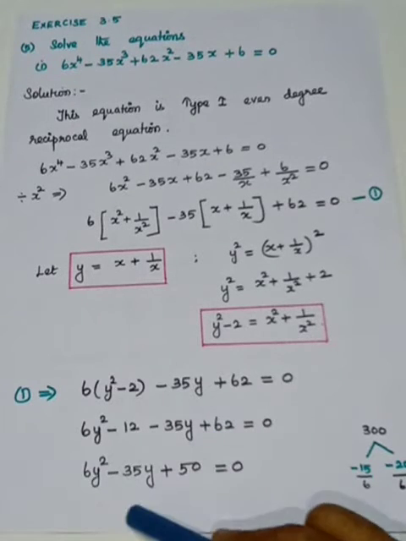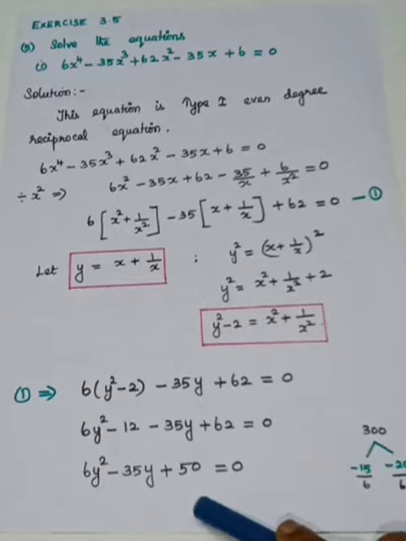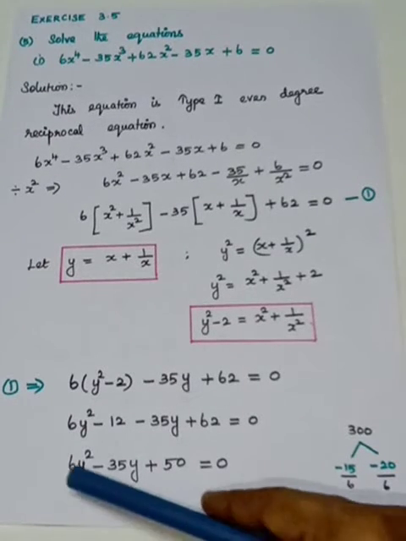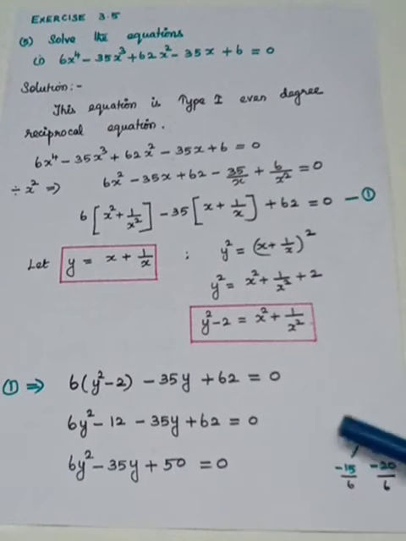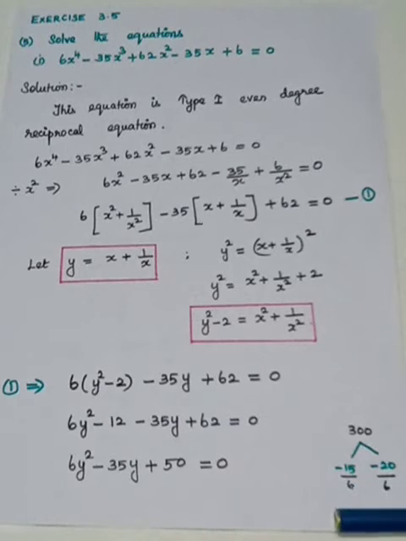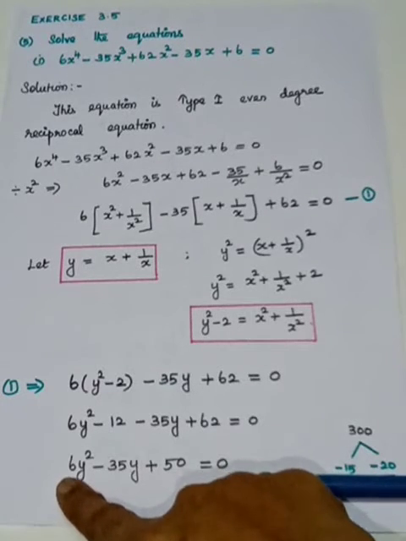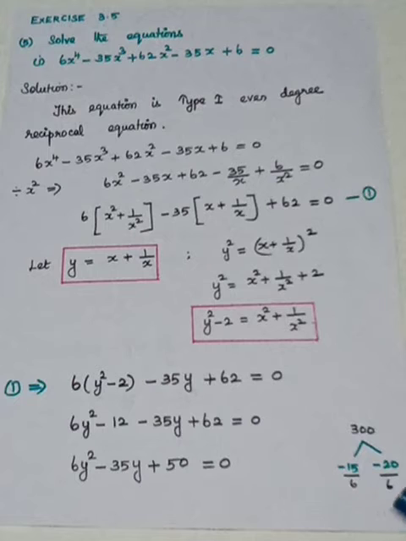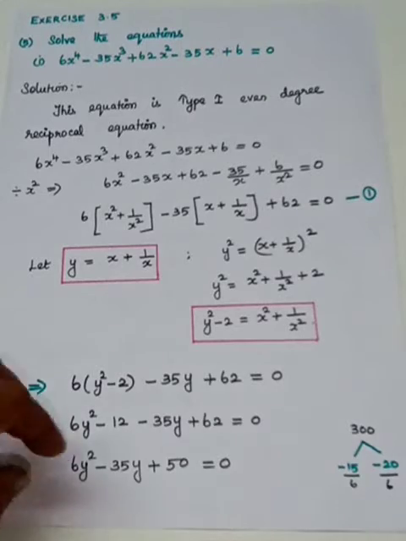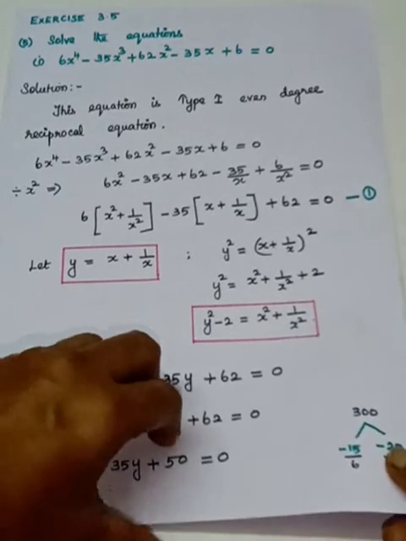So it is a quadratic equation in terms of y. So you have to factorize. So see now, 6 into 50, what is it? 300. And the addition of the two terms should be minus 35. So I'll take minus 15, minus 20. And here you are having the coefficient 6. So when it is divided by 6, minus 15 by 6, so it is minus 5 by 2.